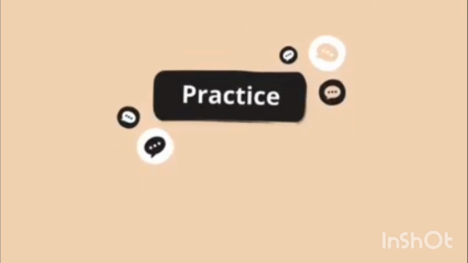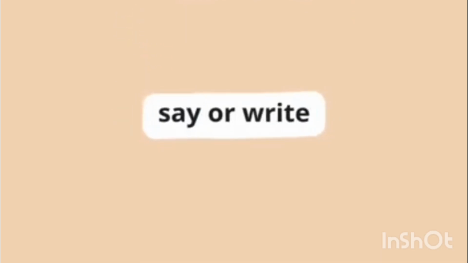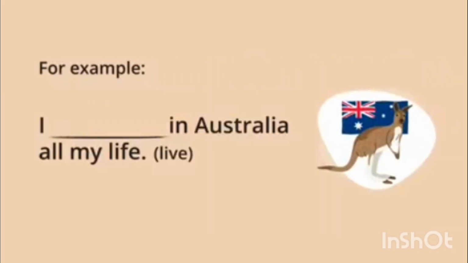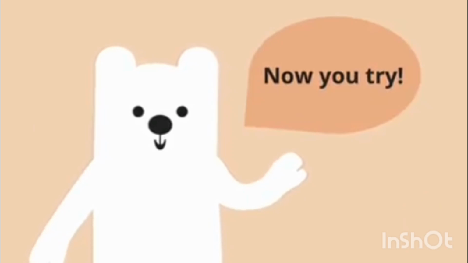Let us do a little practice. Say or write the present perfect tense. For example, I ___ in Australia all my life. I have lived in Australia all my life. Now you try.